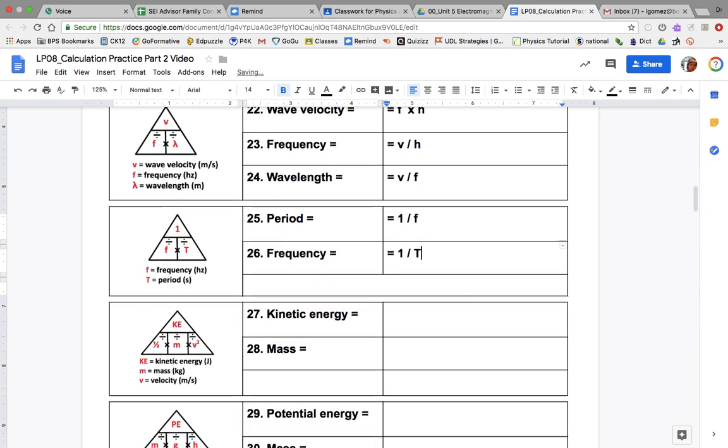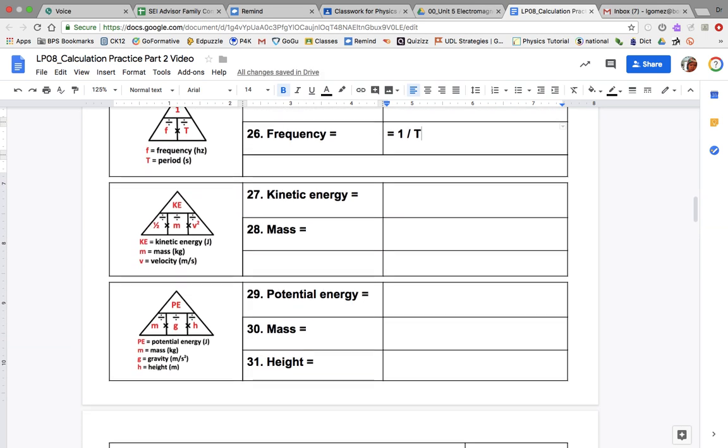And now kinetic energy. If we want kinetic energy, we do 1/2 multiplied by mass multiplied by velocity squared. Let's square that, okay? And if I want mass, I need to do kinetic energy divided by 1/2 divided by velocity squared.